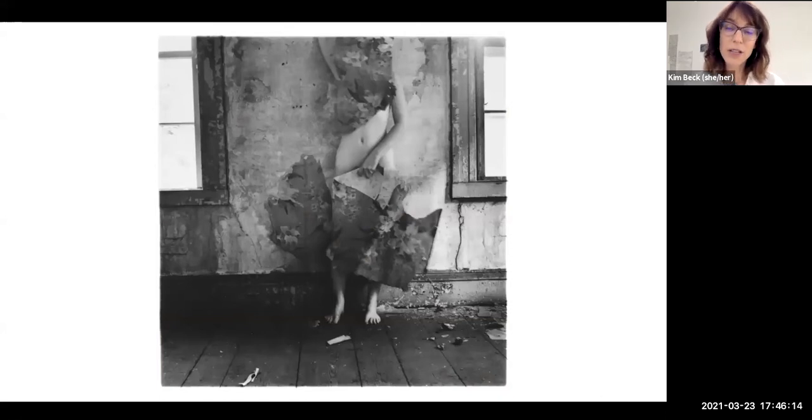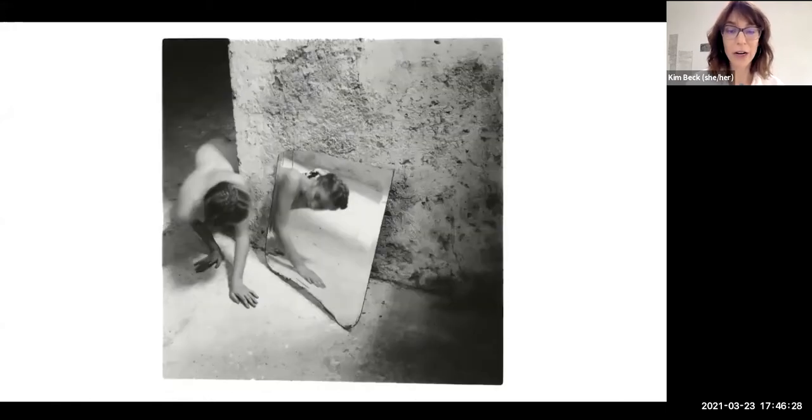And as a viewer, I always feel sort of outside of these. I feel like I'm peeking in on a private performance between the subject, who is also the photographer, and their space. These photographs always feel like very intimate moments that aren't meant to be seen, and yet they're completely performed for the camera and performed for a viewer.